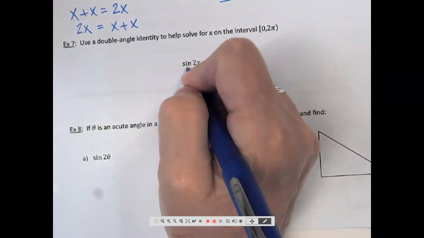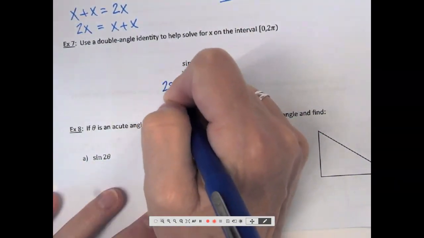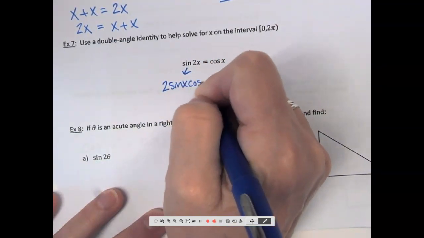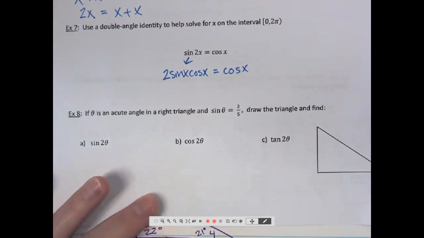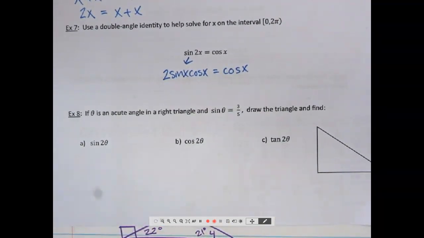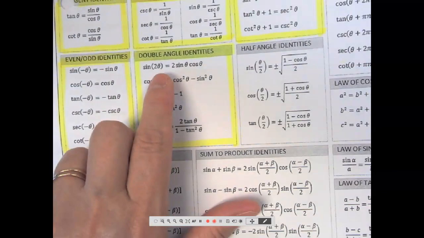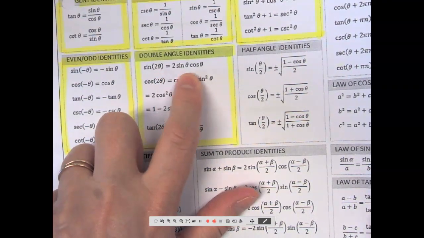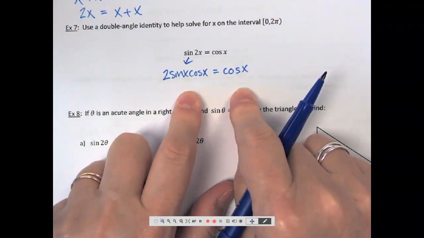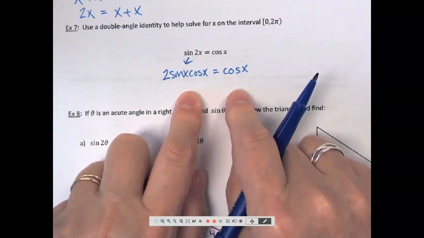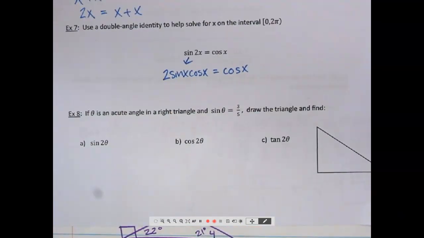So using double angle identity, the left-hand side can be substituted. And again, on this sheet, I'm just using that very top sine 2 theta formula. Now, why does that help? Because now everything is just cosine or sine of x. Okay, how am I going to solve it from here? What would you do to solve this equation?